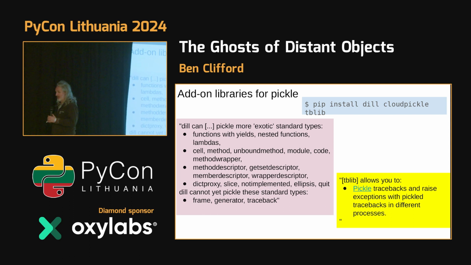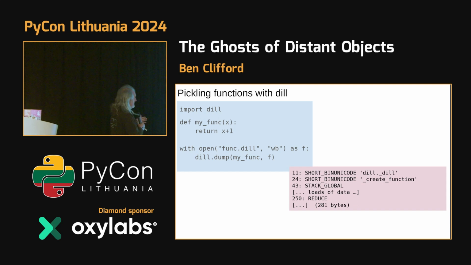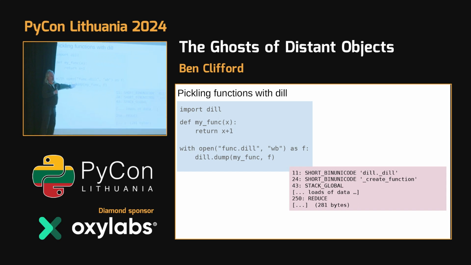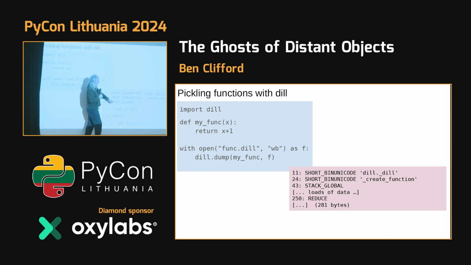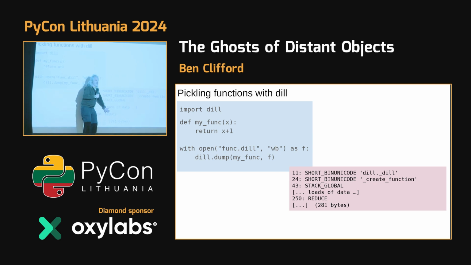So what does that look like? Here's my function. I'm going to use dill.dump now. That just wraps around pickle, but with some additional code that knows how to serialize these extra types. So it still outputs this little pickle virtual machine program. Here it is. What it looks like is it says we're going to look up this dill.create function, import this, which is a helper function. Then we're going to have a load of data, about 200 bytes, 300 bytes of data, and then we're going to invoke create function with all of this data.